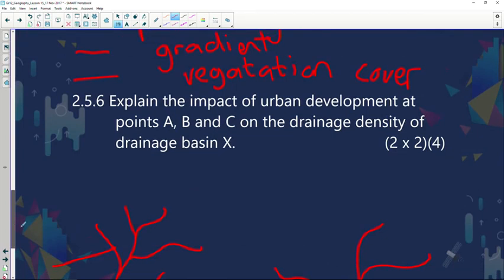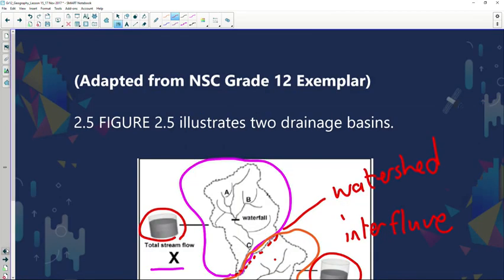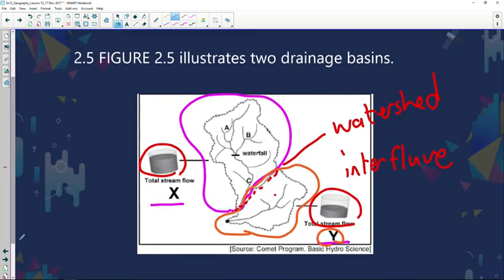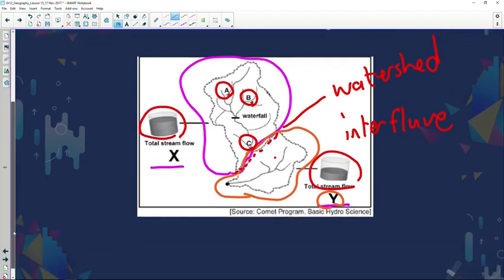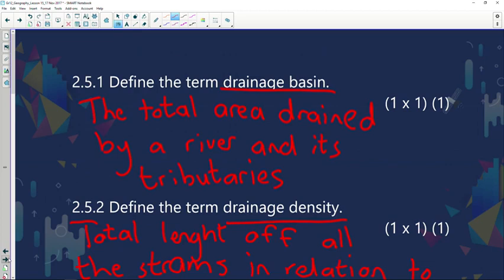Now, if you quickly look at 2.5.6, explain the impact of an urban development at point A, B, and C on the drainage density of the drainage basin X. So we need to focus on basin X. Now, if you look at this diagram over here, we can already see that X has got a high density. Now, imagine areas A, B, and C are going to be urban settlements. Now, what factors do we bring with us when we settle down? We bring artificial surfaces to our settlement. Artificial surfaces means concrete, infrastructure, buildings, tar road surfaces. Now, do you think that these artificial surfaces promote infiltration, or retard infiltration?